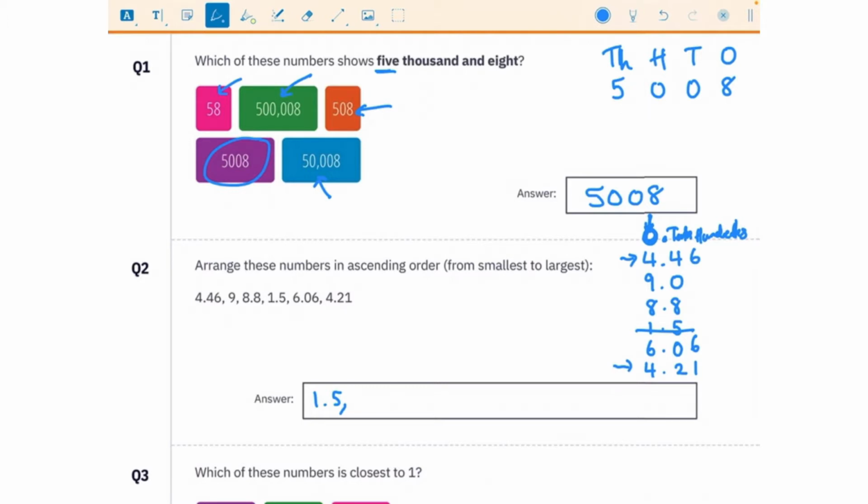And in the next column, we've got a 2 and a 4. So 4.21 is going to be the next smallest, and then 4.46, because we're using that next number to be able to tell. So we've used those. Now we can see the next smallest is 6.06, because we're looking at the next smallest in the ones column. And then we've got 8.8, and then we've got 9 or 9.0.